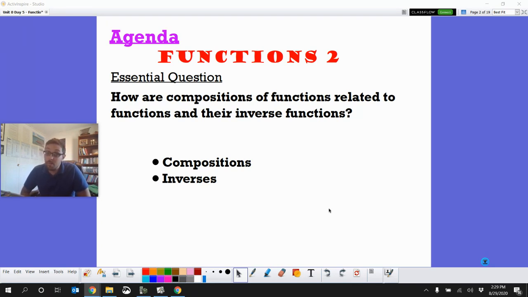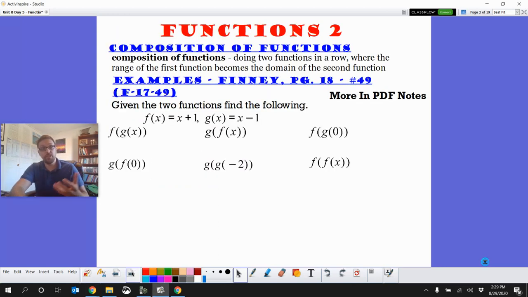We just got to talk about compositions of functions, which is really related to inverse functions, which are particular pairs of functions. So starting with compositions, compositions is just when we shove one function into another function. We can do this with variables, or we can do this with numbers, either way.